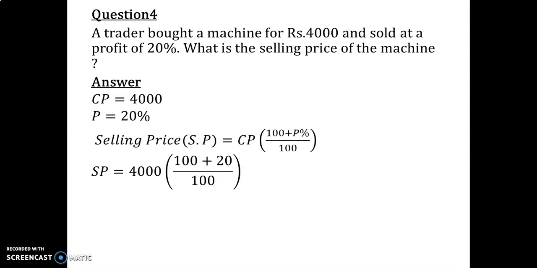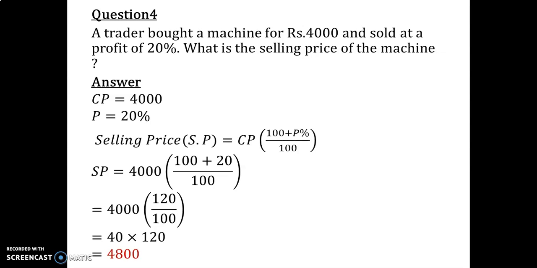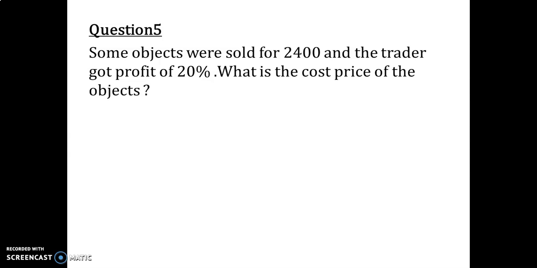into 100 plus profit percentage, that is 20, divided by 100. So 4000 into 120 divided by 100, 40 into 120. So 4800 is the answer. Our next question is, some objects were sold for 2400 and the trader got a profit of 20%. What is the cost price of the objects?